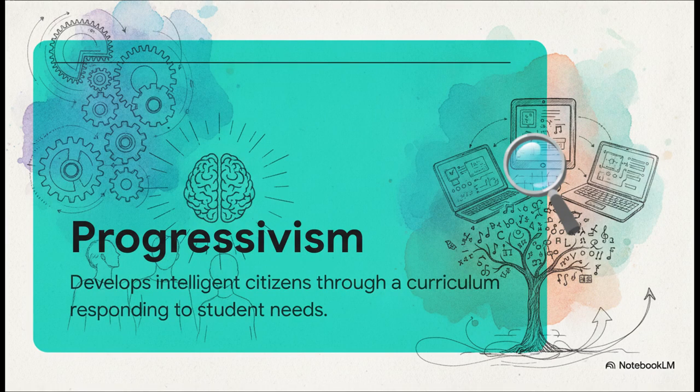But what if the world isn't static? That very question leads us to our second philosophy, progressivism. Instead of anchoring exclusively to the past, progressive teachers want to develop intelligent citizens through a curriculum that constantly adapts. It responds to new scientific, technological, and social developments, meaning it's highly responsive to the students' actual current lives.